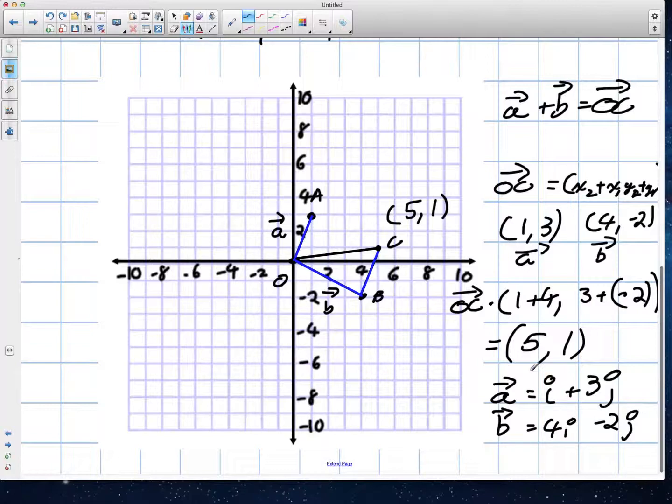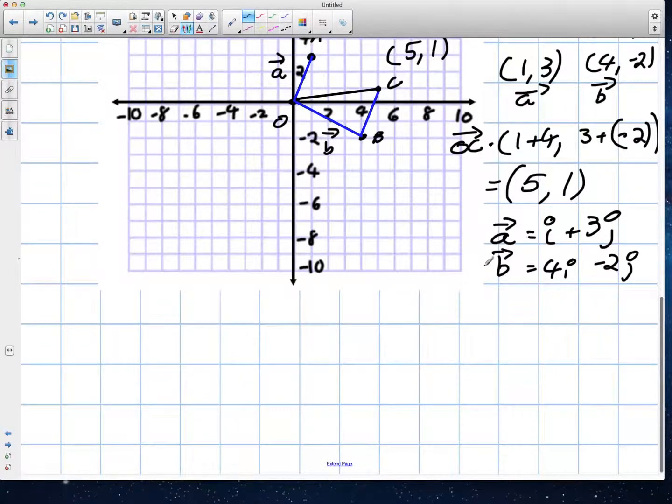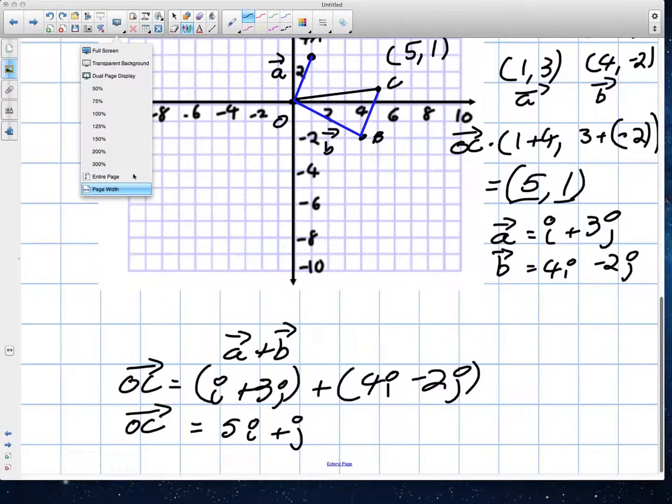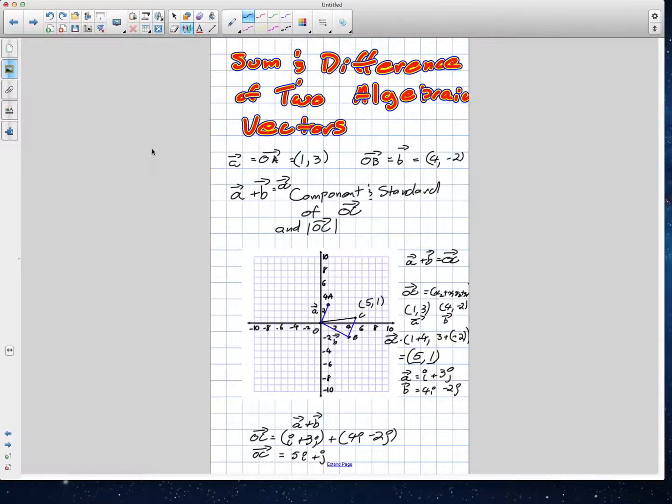So we're in our component form here. We could have also added our two standard forms together, vector A plus vector B. Well, if vector A is equal to i plus 3j, and vector B is equal to 4i minus 2j. Remember, we went over these vector rules the other day. We said this was going to be vector OC. Vector OC will be equal to i plus 4i, which is 5i, and 3j minus 2j, which is just j, which relates to our component form of 5 and 1, the exact same values we had before. So we put those all together there.